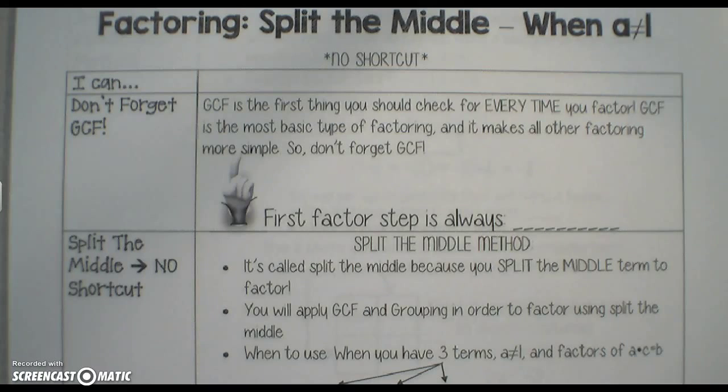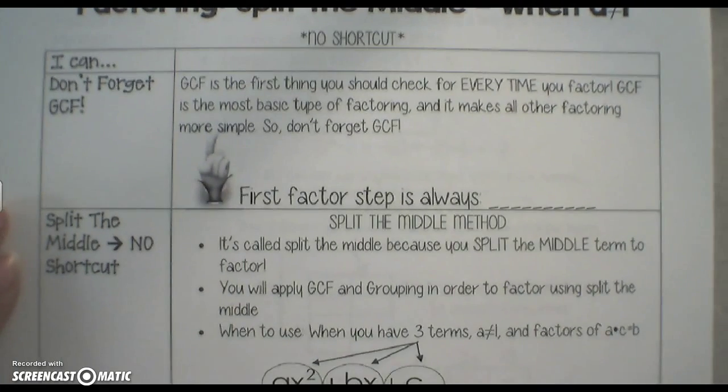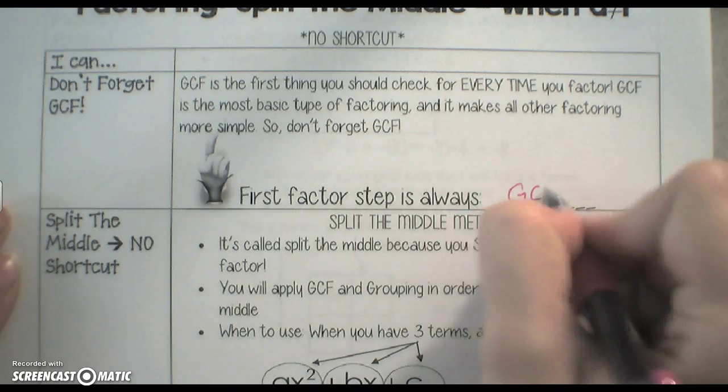All right, so this is factoring, if you want to call it day 3. Split the middle when A is not 1. So there is no shortcut for this method. It is a little bit longer, but this one you can always rely on pretty much for any type that you're doing. So again, first step is always GCF.